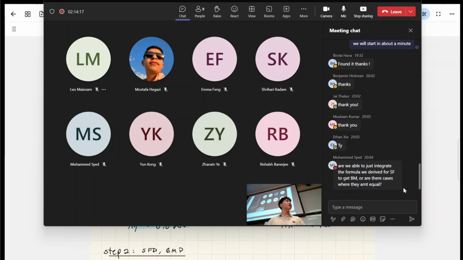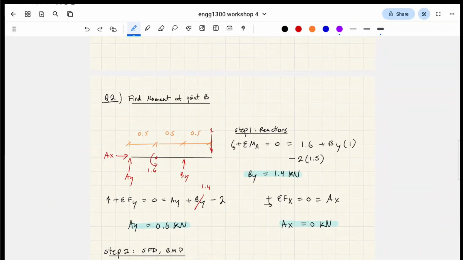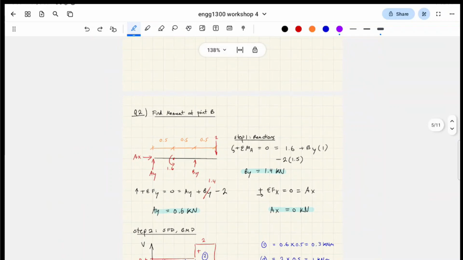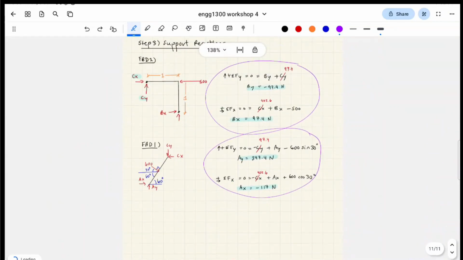I have a question about one of the extra practice problems. Yep, go ahead. For this one, they're asking for the moment at point C, and in the solution, this whole part is just disregarded. Is that a zero force member, or how? It's because of what I said at the very end. I did rush through it because we're out of time.